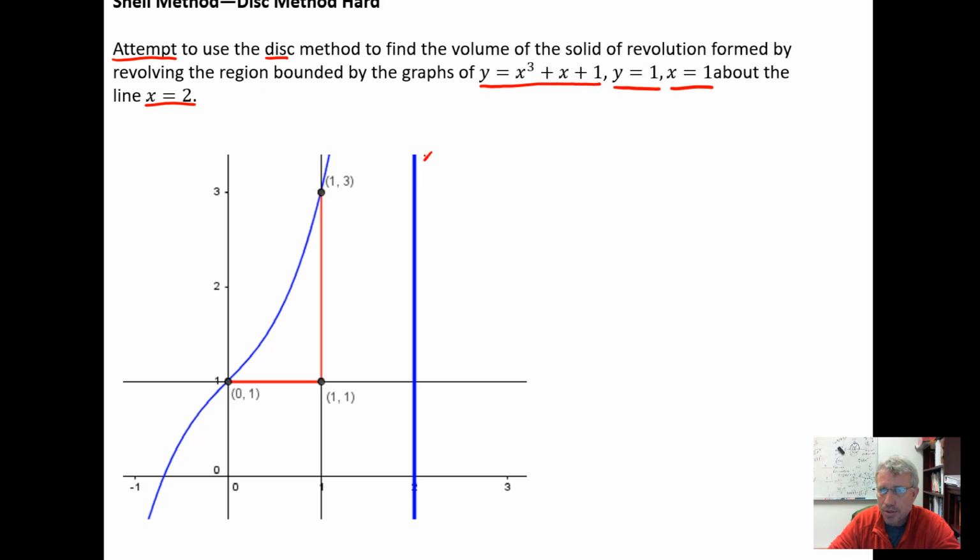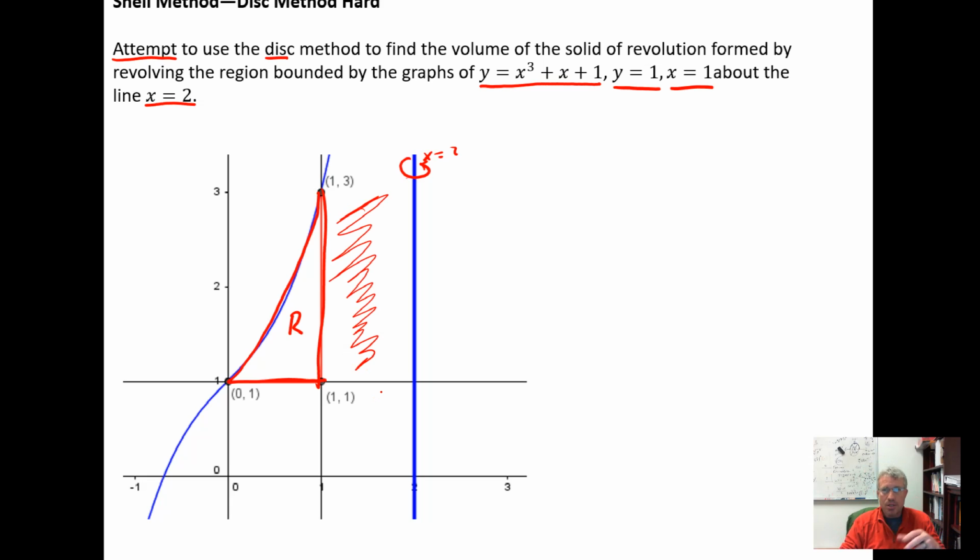So here's the line x equal to 2 right here. We want to revolve around that line. And the bounded region is right here. This is y equal to 1, x equal to 1, and here's the cubic function right here. So we want to rotate this region about this line. And what I want to recognize is if I'm rotating this region about this line, this region in here is missing, which means from the disk method homework assignment, this would be a washer method problem where you have to subtract off the missing volume.